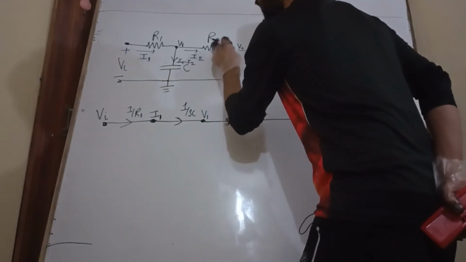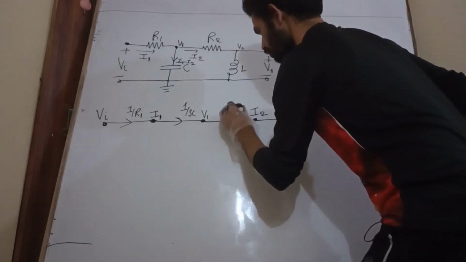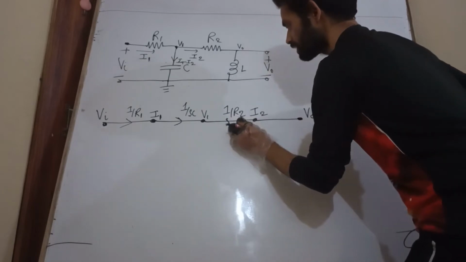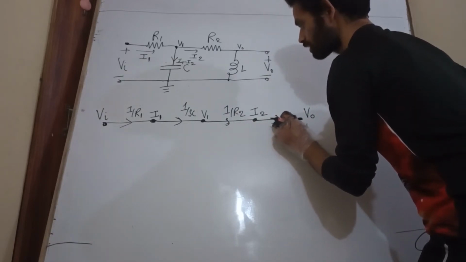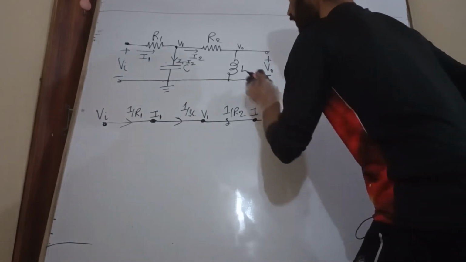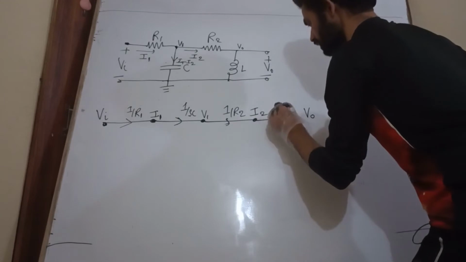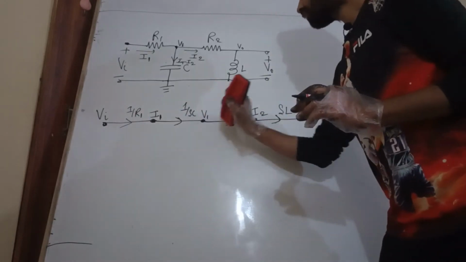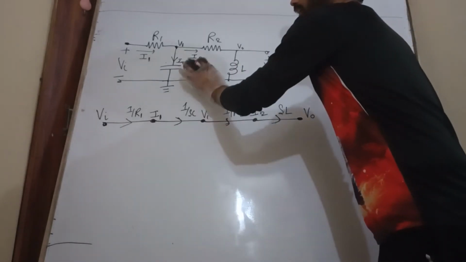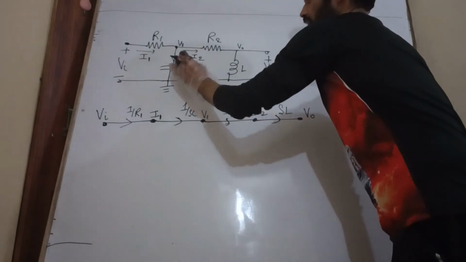Now next one is what? R2. For R2 admittance is nothing but 1 by R2. Now if it is admittance, this should be impedance. Now next one is what? Inductor impedance is sL. This we have done indirectly, just by seeing each component.